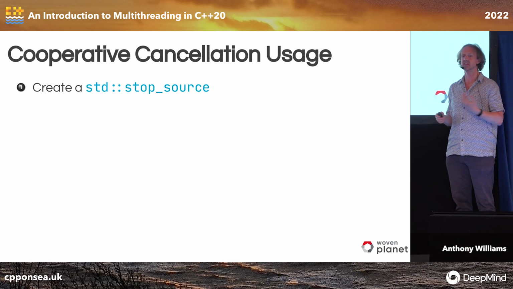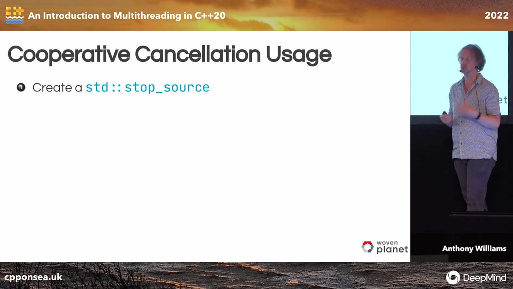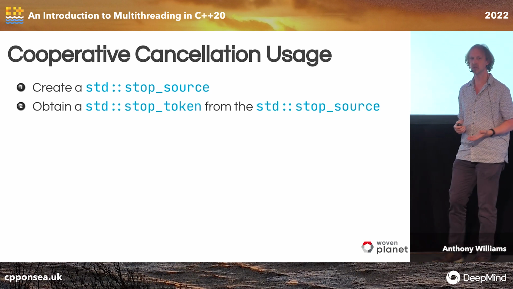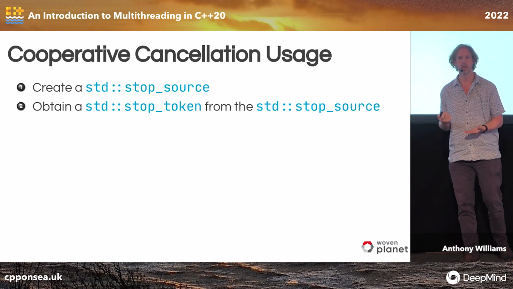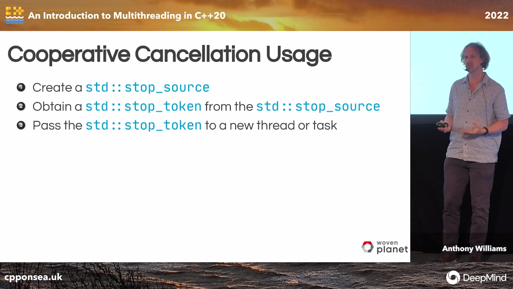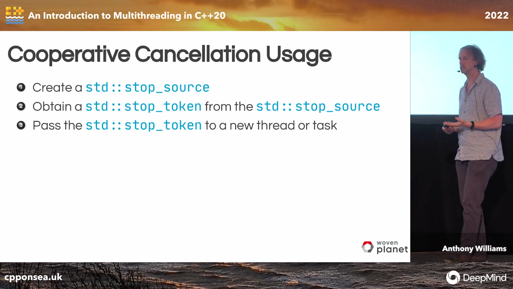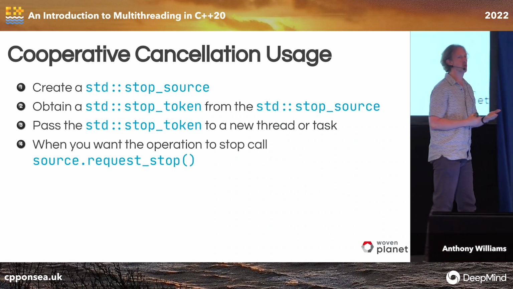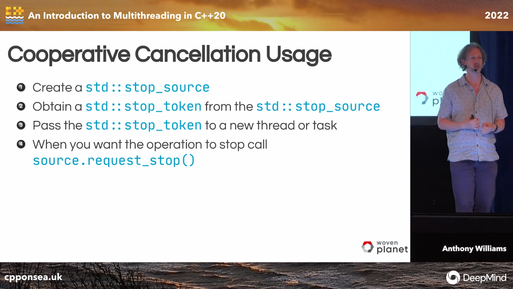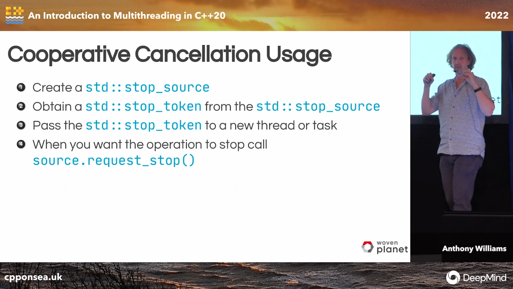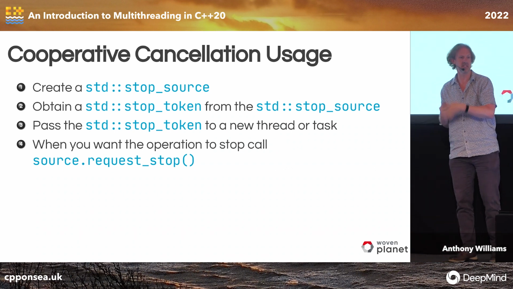So the standard usage model for this is we create a stop source. You then get a stop token from your stop source. You pass your stop token to whatever task it is that you wish to interrupt. Then, at some point, you will call request stop on the stop source. And this sets the flag. And that's all it does. It sets the flag.